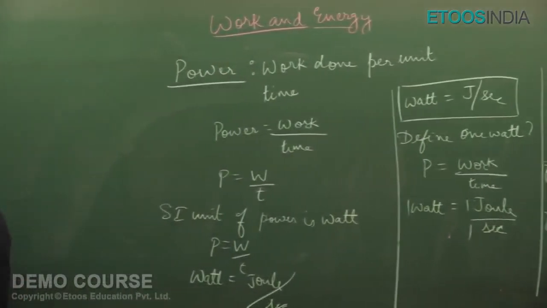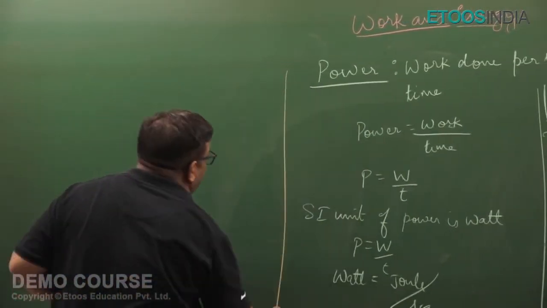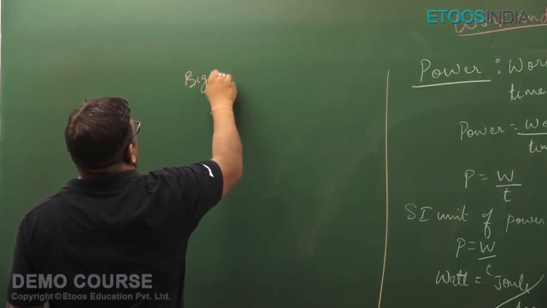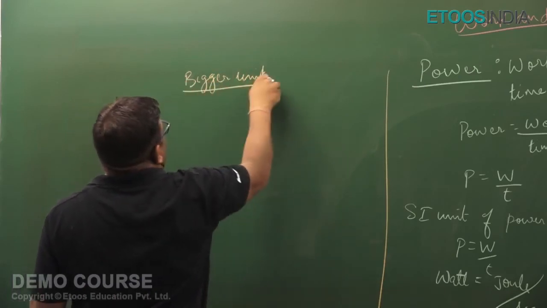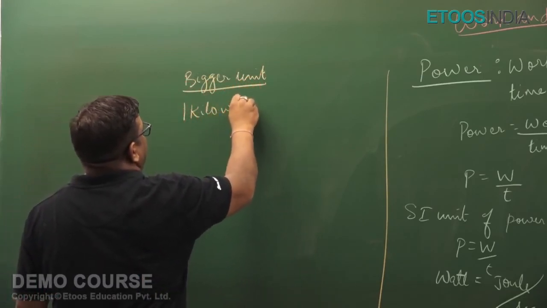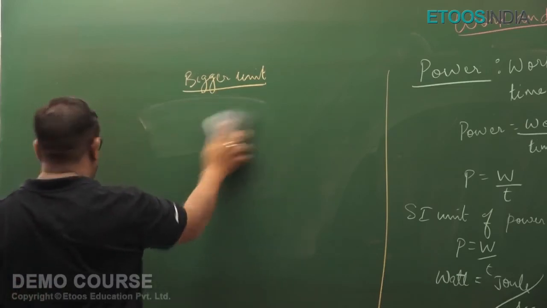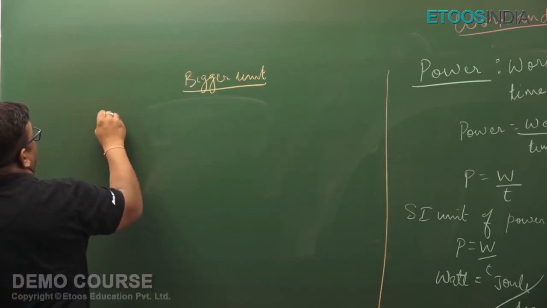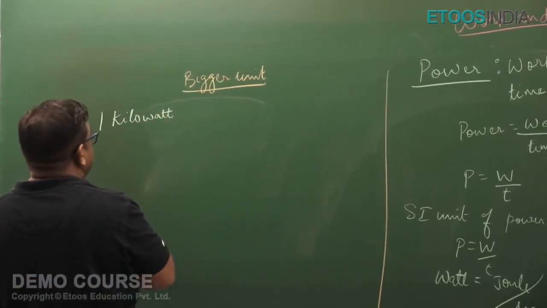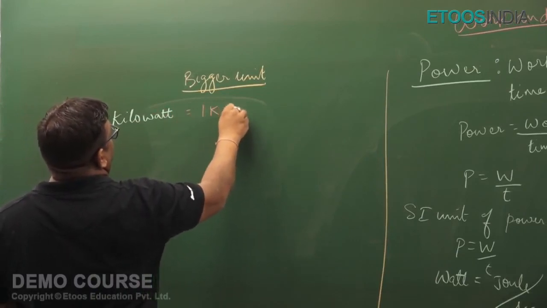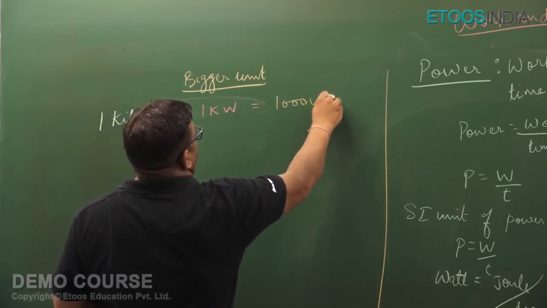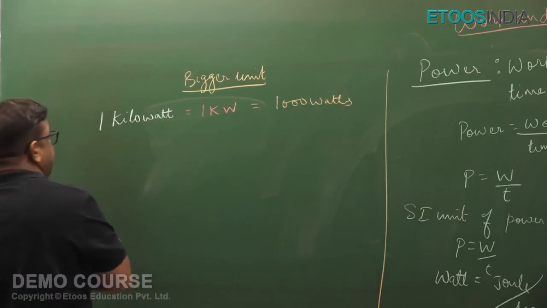Now, what are the higher units of power? Let's see that, because the watt is a very small unit. So for that we use bigger units. Now, what are the bigger units? 1 kilowatt. Write the symbol separately. 1 kilowatt, and the answer is 1000 watts.